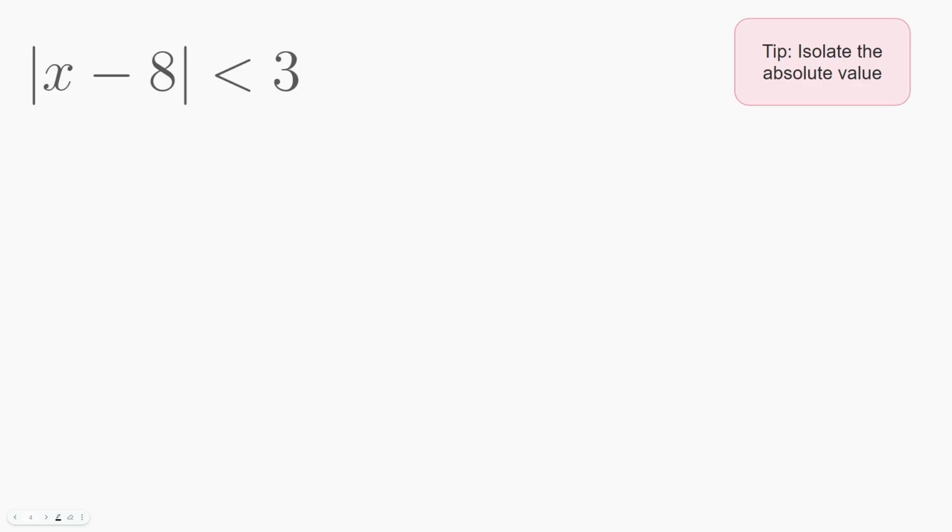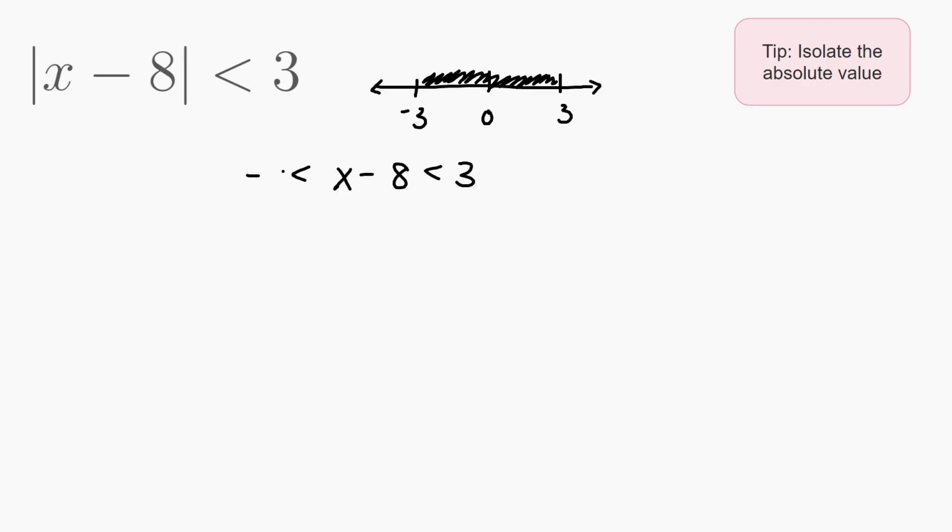Now we're looking at the absolute value of x minus 8 is less than 3. If we view it like a number line, we want this entire thing inside the absolute value, x minus 8, to be within 3 away from 0. So in this case, it should cover this entire distance. So we get x minus 8 should be less than 3, and it should be greater than -3.